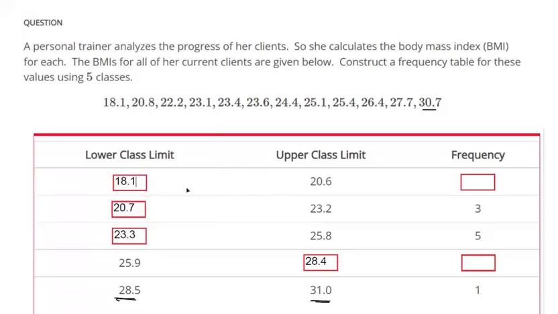And the frequency, you just count how many data points are between these two, okay? So 18.1 fits in that class because it's right on the line here. Looks like there's just one that fits here. 18.1, that's the only number between these. And the next one, look, there's 1, 2, 3 numbers between 20.7 and 23.2. That's why they put a frequency of 3 here. So 25.9 and then 28.4, it looks like there's 2 numbers that fit there.